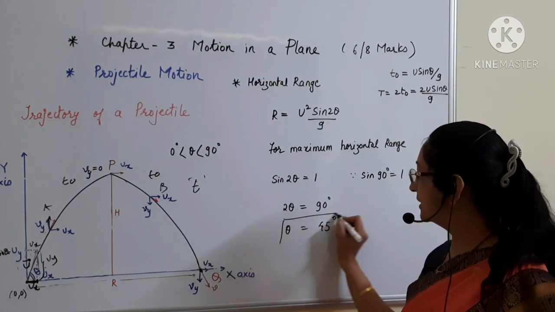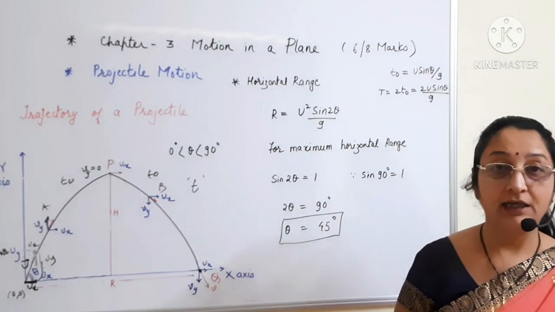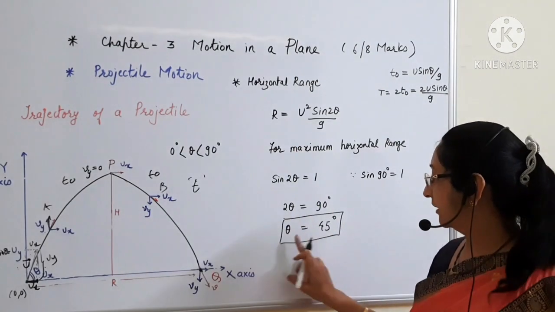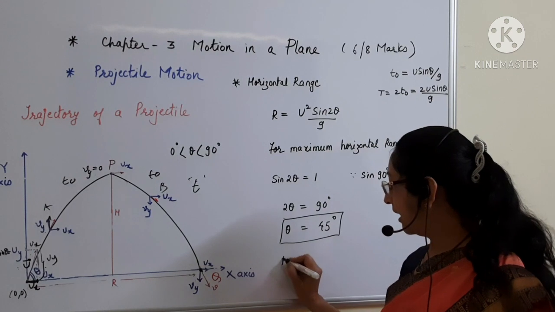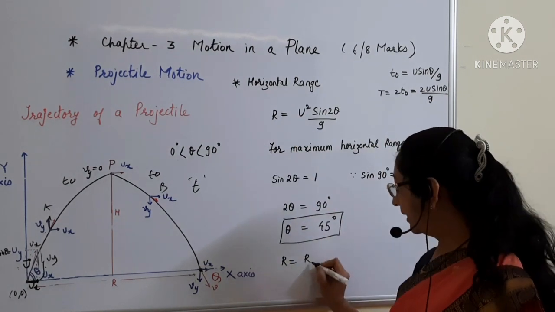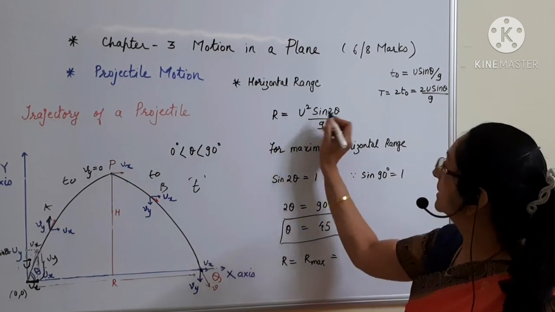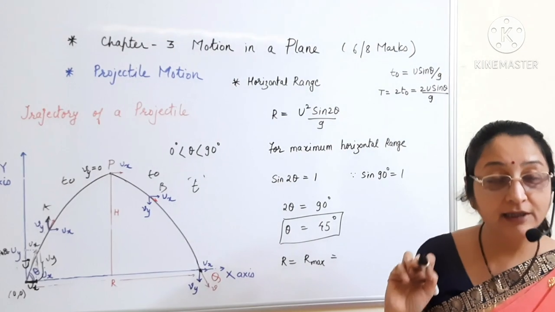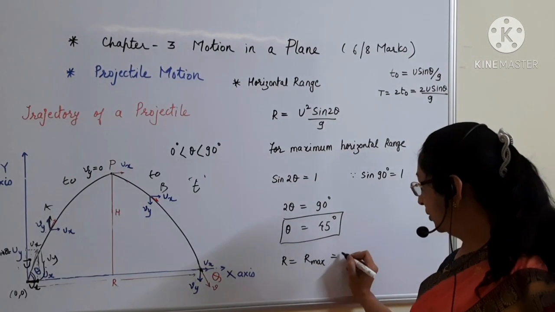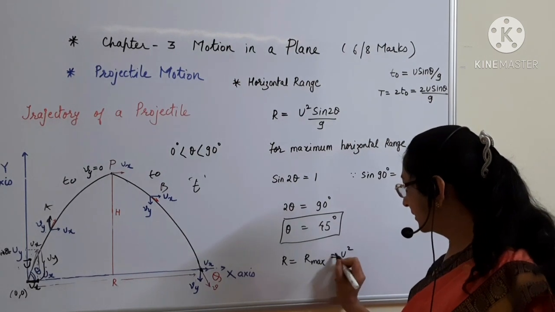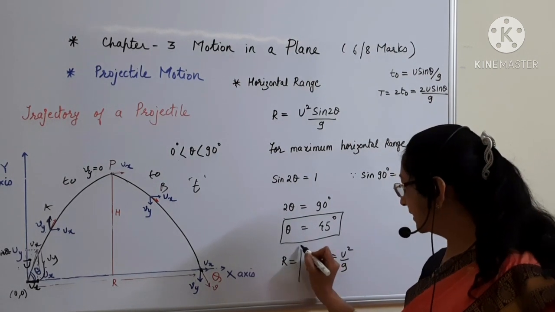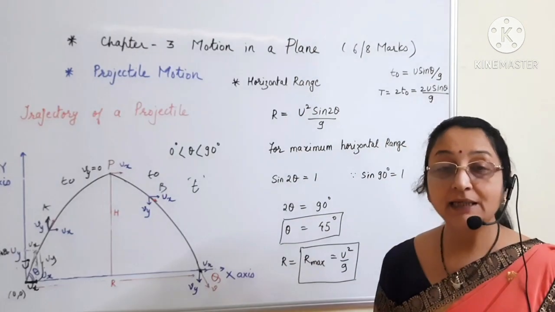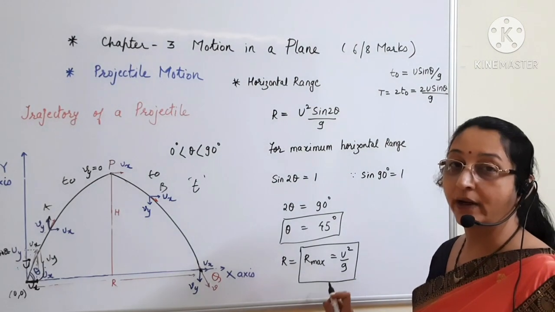So this is the angle, 45 degrees, which will give the maximum range. So for this angle, when theta is equal to 45, we can write R is equal to R maximum. So R maximum is, this sin 2 theta is 1, which is the maximum value for the sine. So R maximum is u square upon g. So this is the formula for the maximum range, u square upon g.